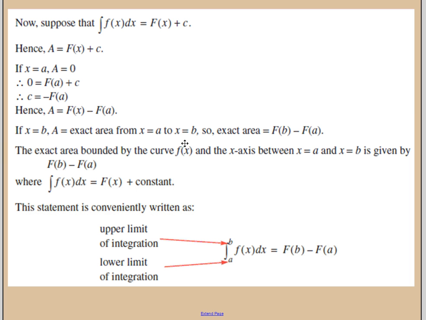In other words, the area bound by the curve, the x-axis and the two lines x equal to a and x equal to b is given by F of b minus F of a. So we can write that as the integration between the two points a and b, which is equal to F of b minus F of a. This is called the upper limit of integration. This is called the lower limit of integration.